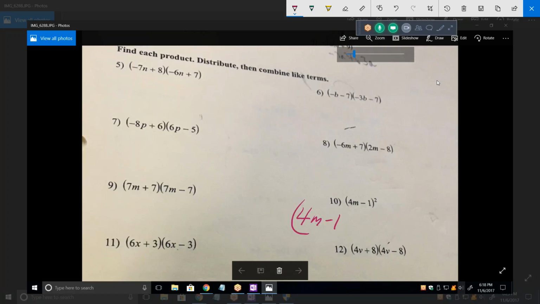Nope. Squared means times itself. If I'm doing 3 squared, it's 3 times 3. If I'm doing 4m minus 1 squared, it's 4m minus 1 times 4m minus 1. Now it becomes just like any of these others. Do it real quick for me. Okay. Now I do 4m times 4m, which is 16m squared. And then 4m times negative 1 is 4m, or no, plus 4m.